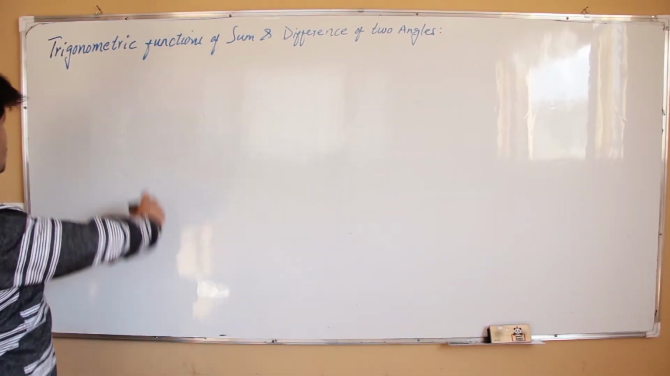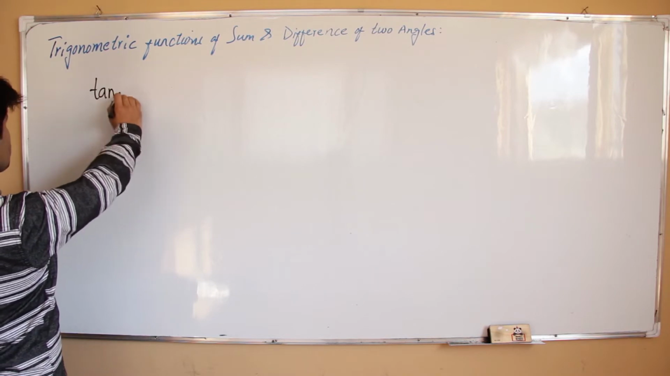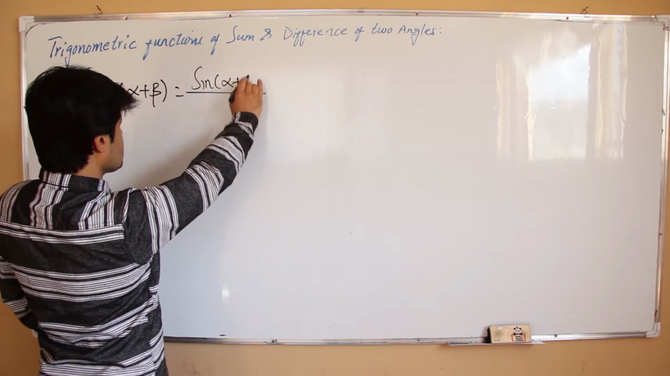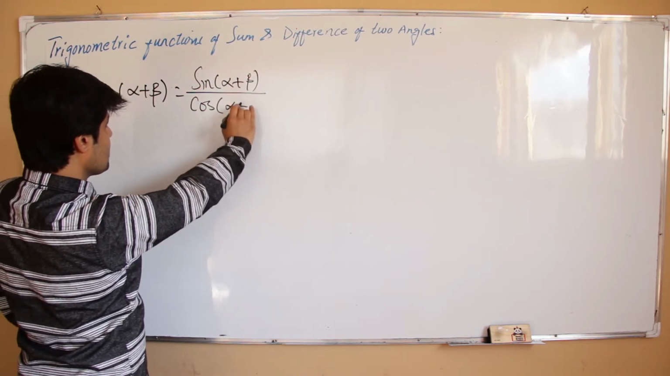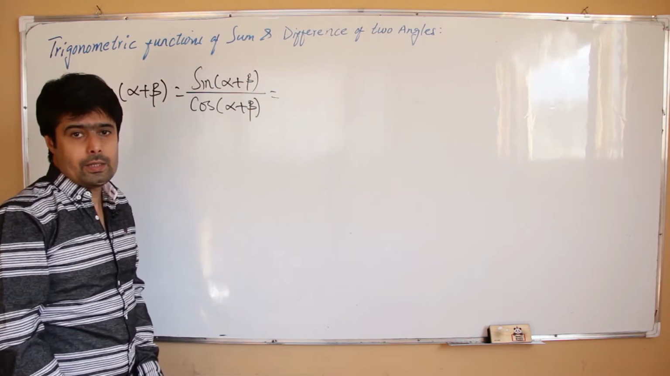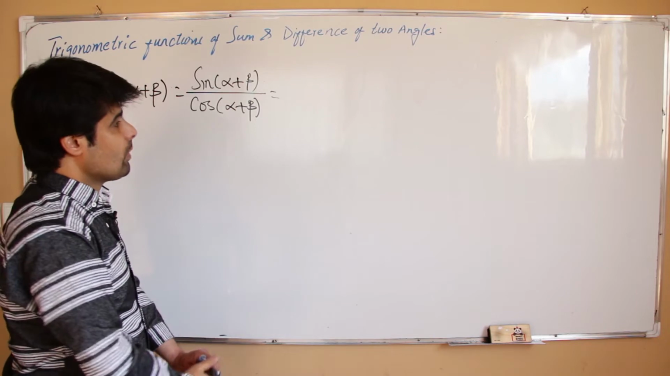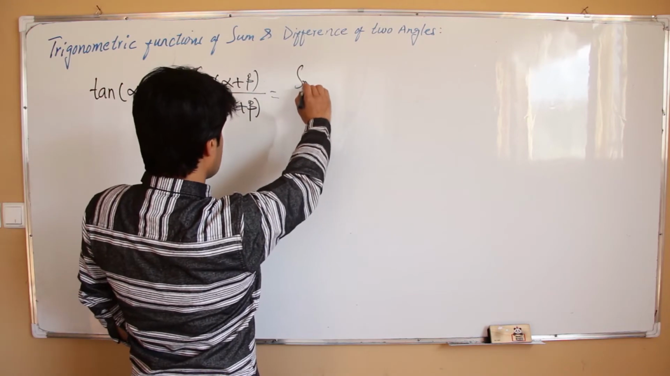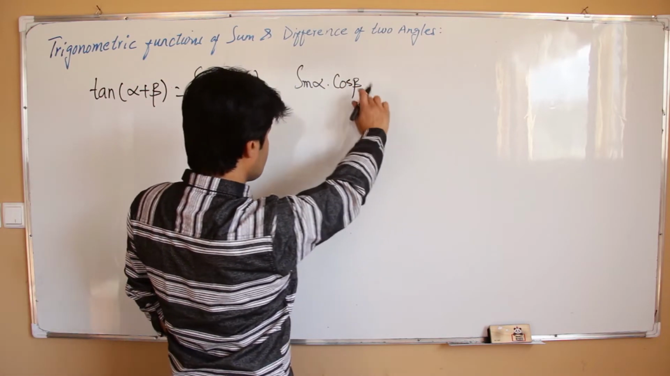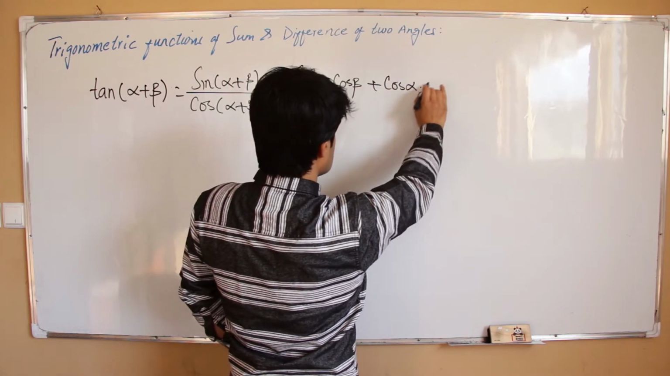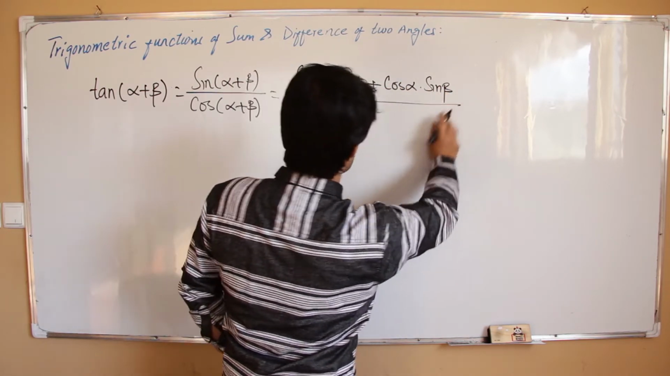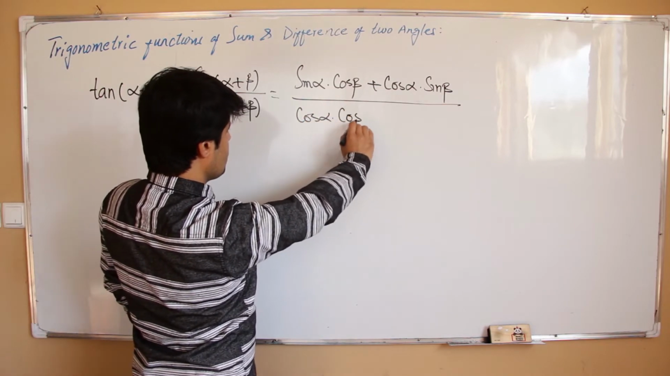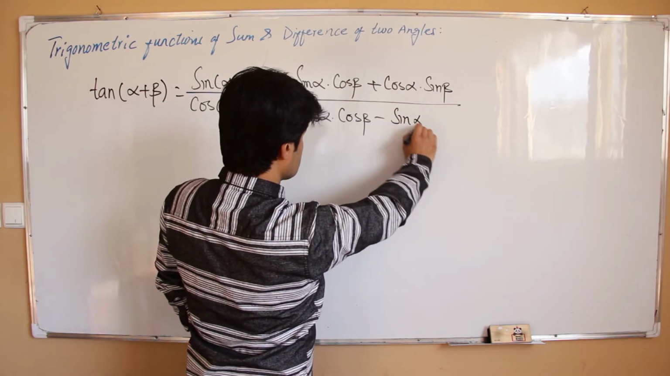Now to define tangent of alpha plus beta, can I write this one as sine of alpha plus beta divided by cosine of alpha plus beta? Yes, of course. Now, what is the expansion for sine of alpha plus beta? It is sine alpha cosine beta, I have proved, plus cosine alpha sine beta, divided by, am I right? What is the expansion for this one? Cosine cosine minus sine sine.